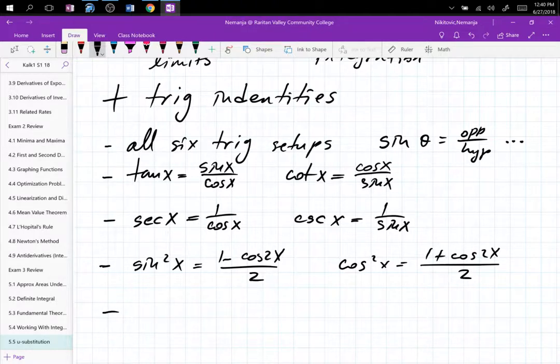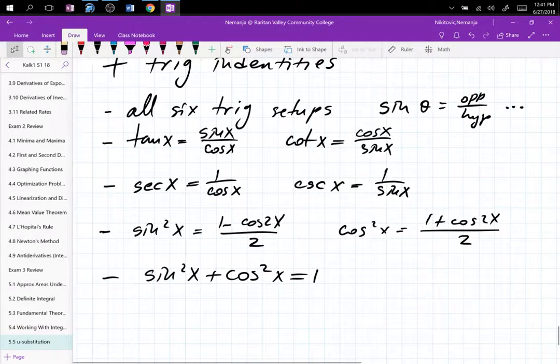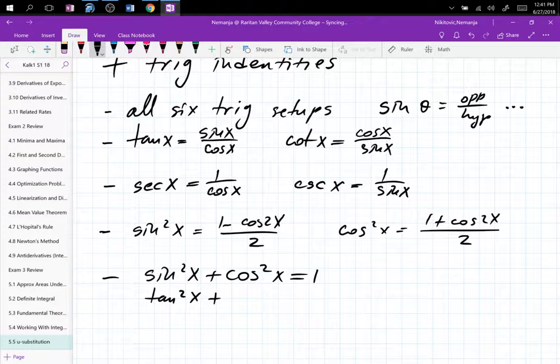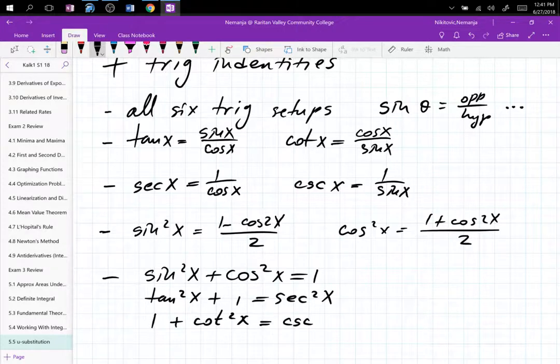Pythagorean identity actually has, if you are also counting when you flip them around, 9 flavors. So sine squared x plus cosine squared x equals 1. And then if you divide everywhere by cosine, you get tangent squared x plus 1 is secant squared x, and 1 plus cotangent squared x is cosecant squared x. So those are necessary.